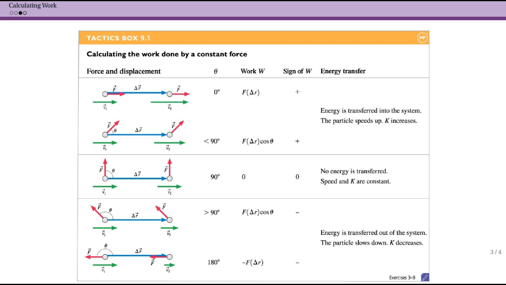There is a nice tactics box in the book that goes through this for some different angles as well. So that previous picture was mostly just thinking about parallel and anti-parallel. And now there are three broad categories to talk about. The first is when you have positive work done, and that's going to be, again, when force is parallel to your velocity, such that your displacement and your force are in fact parallel.